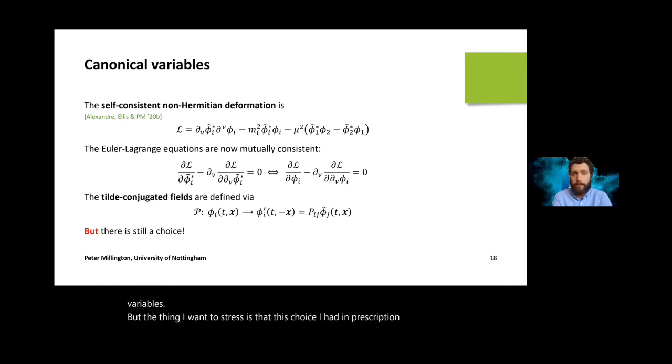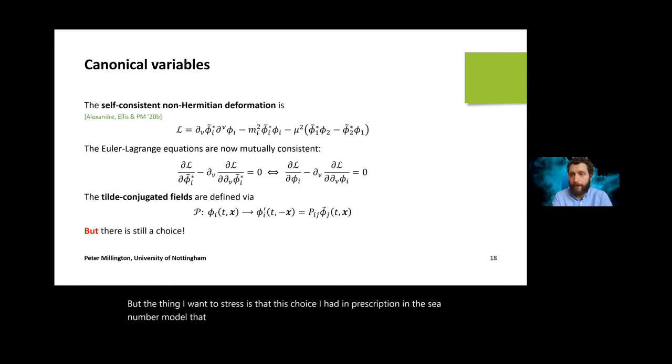But the thing I want to stress is that the choice I had in prescription in the C-number model that I talked about originally, which was written in terms of phi star and phi without any tildes, the choice I had in choosing the equations of motion, is still here because I have the choice of which field variable to put the tilde on. I could either put the tilde on the unstarred fields or put it, as I have here, on the starred field. This essentially amounts to choosing whether phi evolves with H or with H dagger, which is related to the parity conjugate of H, or equivalently to the choice of the sign of this non-Hermitian term, as I said before.